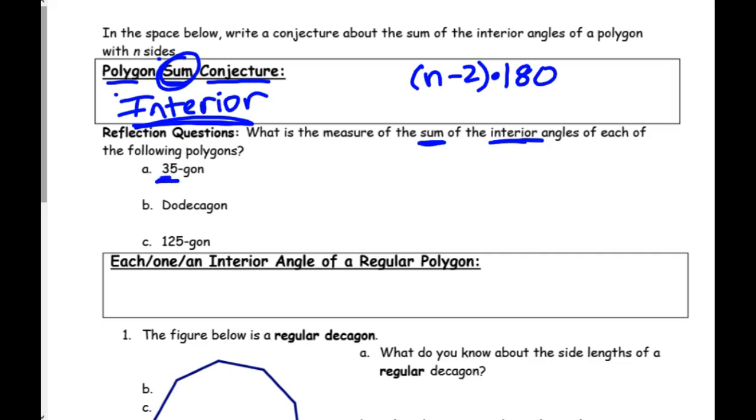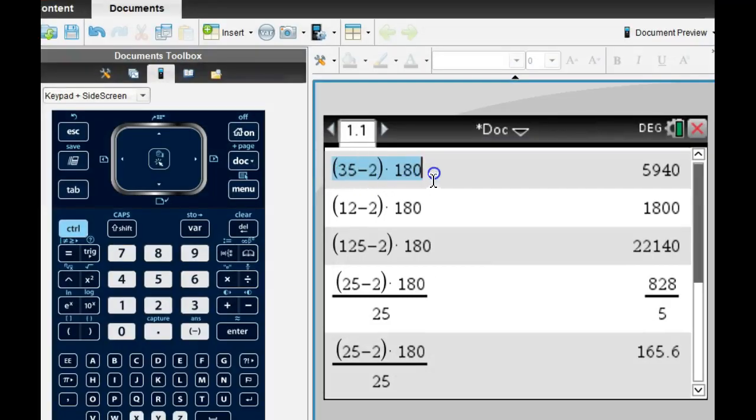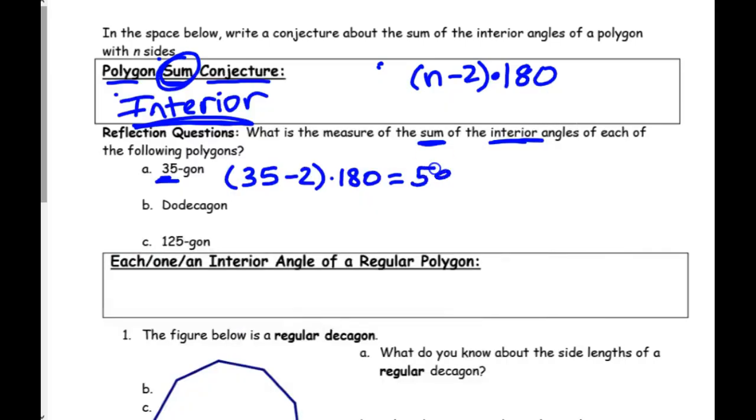Now, a 35-gon has how many sides? 35. And you know it says sum of interior, so you know you're going to use this formula right here. So let's plug it in. What's n for a 35-gon? 35. So it'll be 35 minus 2 times 180. Number of sides, take away 2 times 180. I know you can subtract 2 in your brain, and then times it by 180, but I'll just type it in one step. 35 minus 2 times 180 is 5940. Now that's a lot of degrees, but the more sides you get, the more degrees are inside.